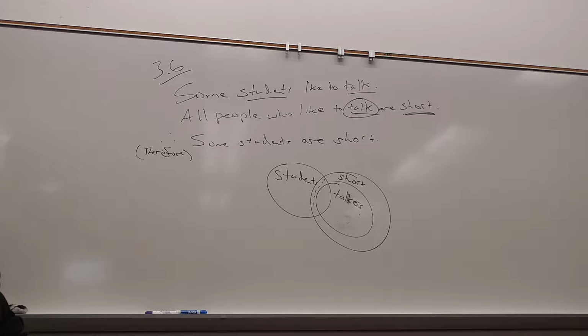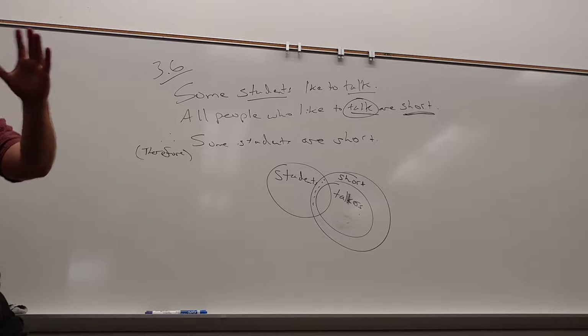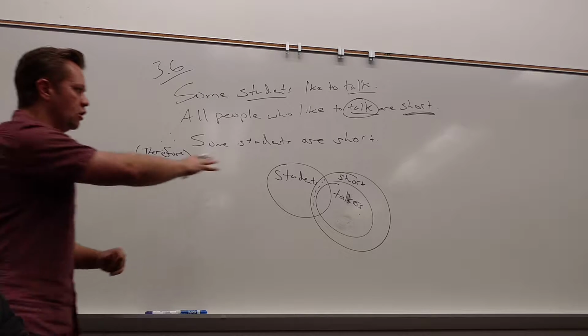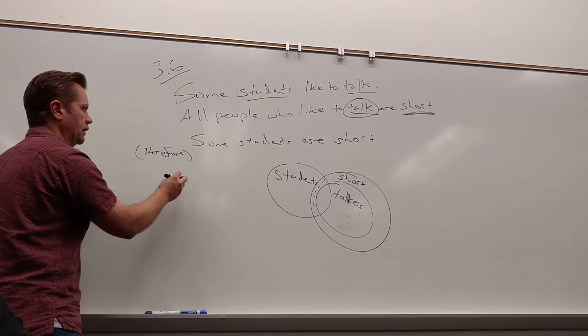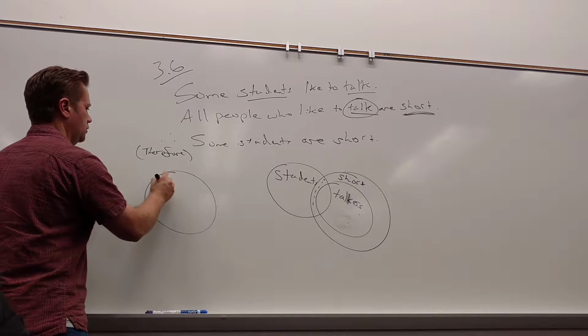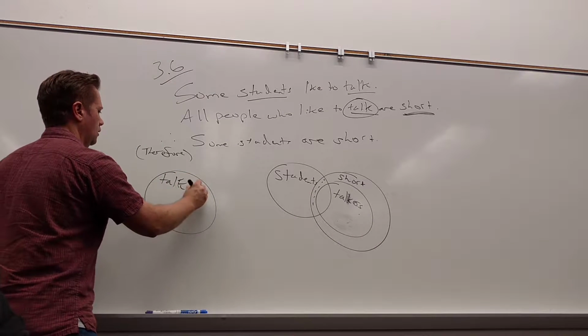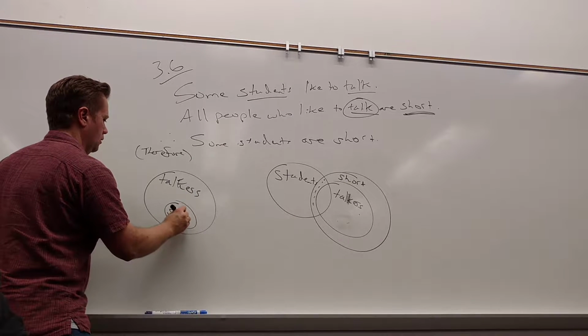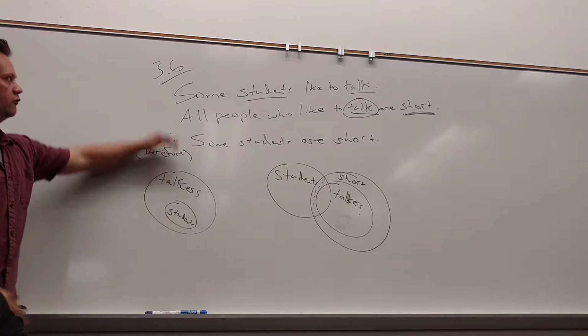So the thing that people get confused about is, let's do a problem that's invalid, but I'll show you a mistake that people make. So really, there is no other way to draw this. I could draw this like this: here's talkers, and here's students. Does that still work with the first sentence?